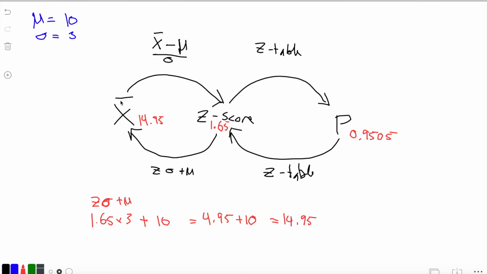So now not only have we moved from our mean to our z-score to our p-value, but we're also able to move from our p-value back to our z-score back to our mean.